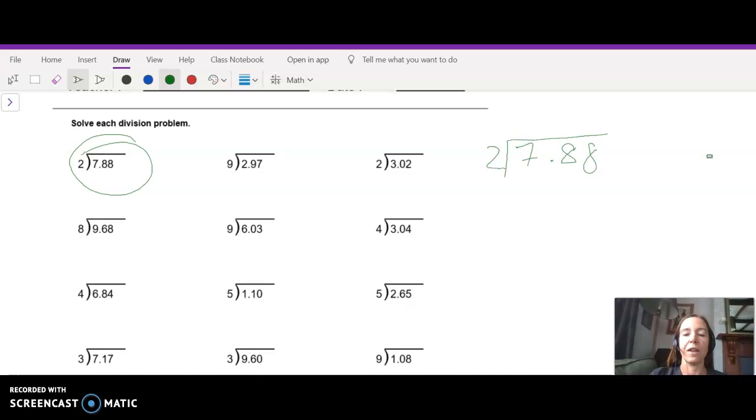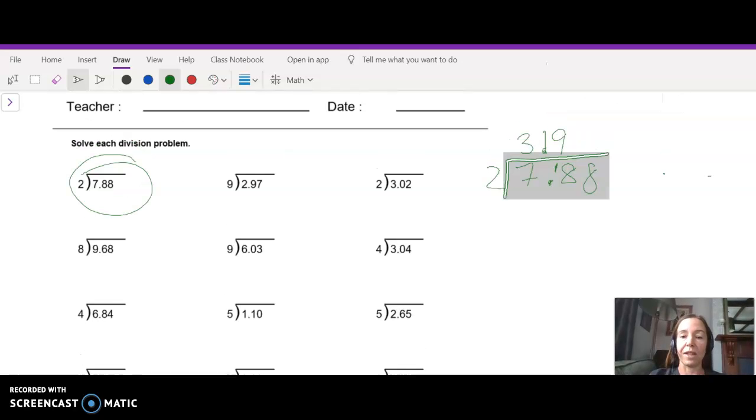So, first of all, I always start on the left hand side. This is my little divide algorithm. 7 divided by 2 goes 3 whole times, and 2 times 3 is 6, so I'm left with 1. 18 now divided by 2 is 9.